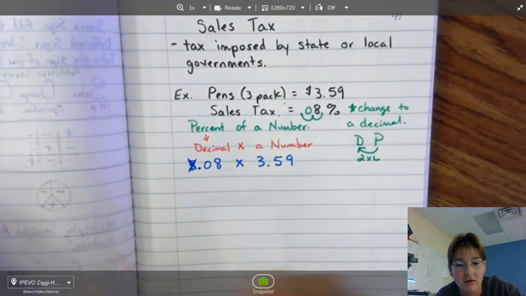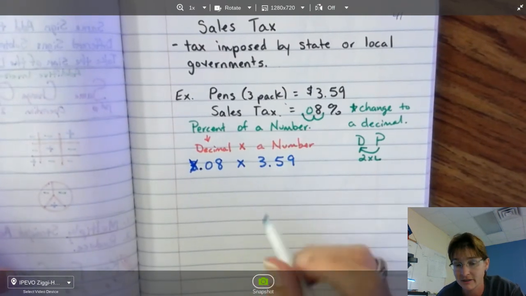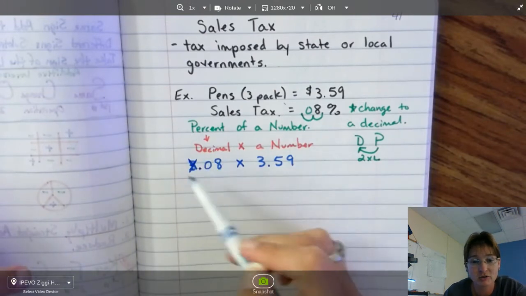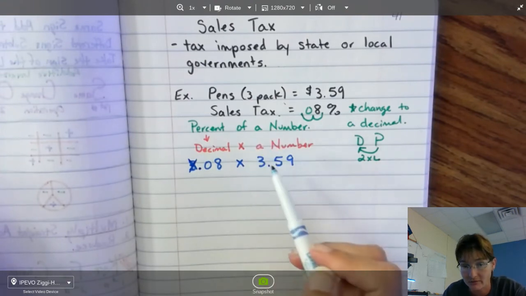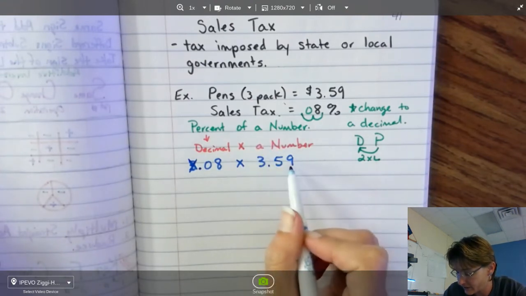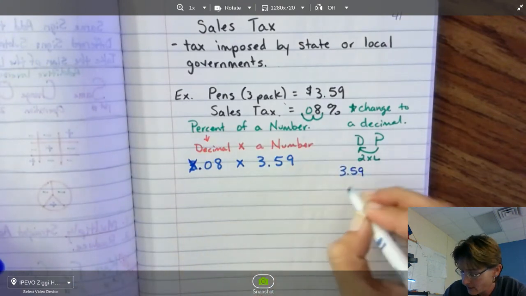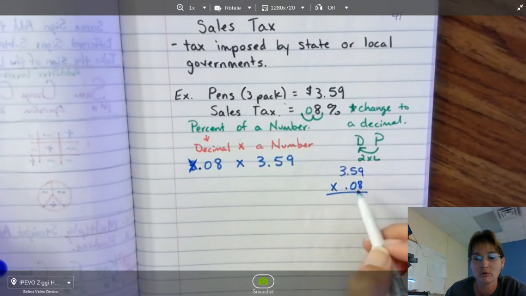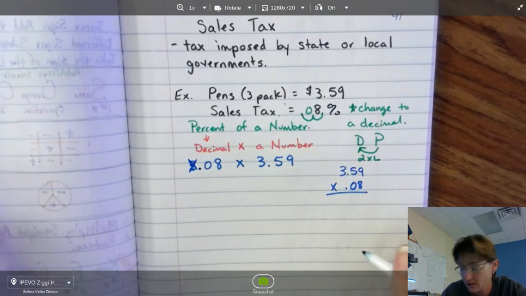Last week we learned about how to multiply with decimals. This is why it was important to learn this. Now we need to multiply so that we get how much the actual percentage is taking and adding to the cost of pens. So we have $3.59, and we are going to multiply over here off to the side times the 0.08. Remember, when multiplying with decimals, we do not have to line up the decimals. In this scenario, it happens to line up for us, which is fine.